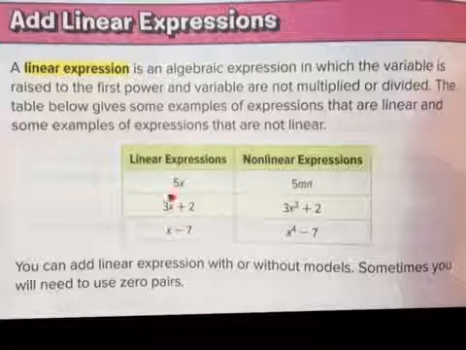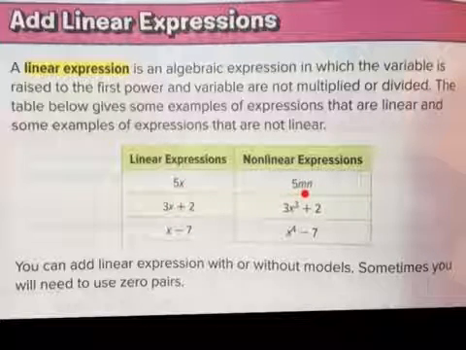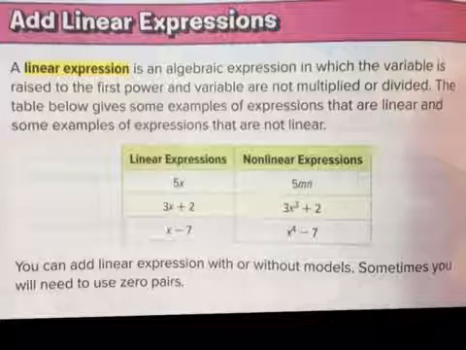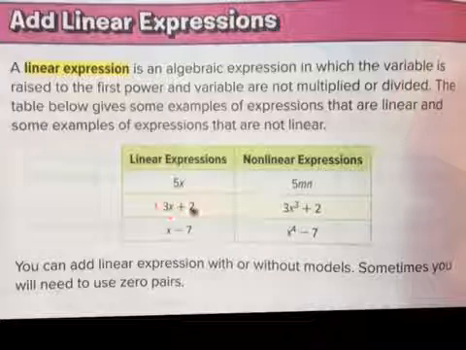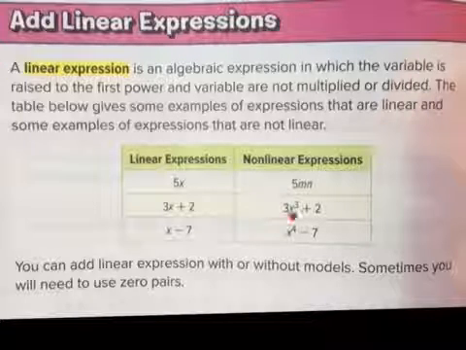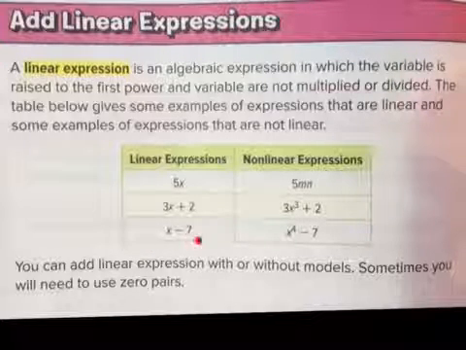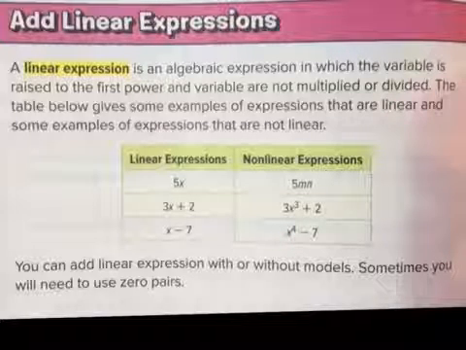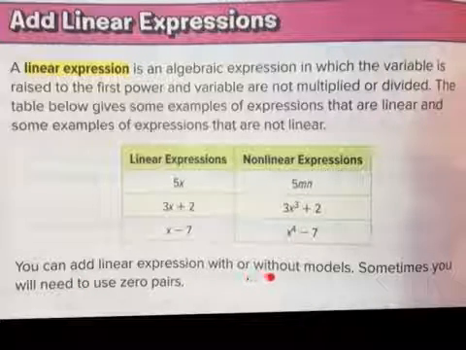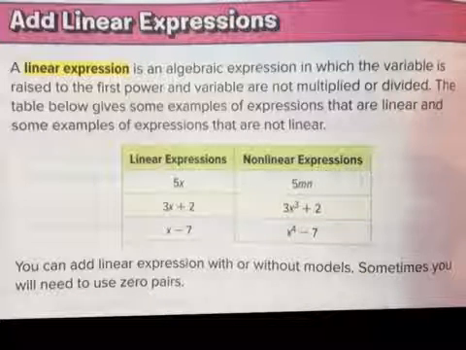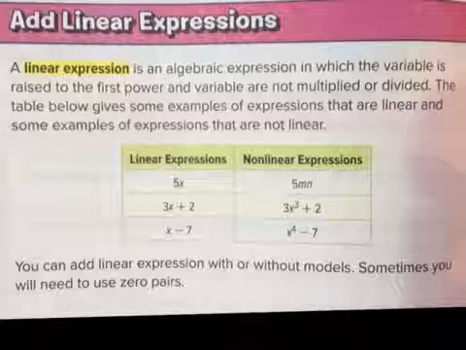Here, 5x is linear. 5mn is not linear because we have 2 variables that can affect one another. 3x plus 2 is linear. And this one is not linear because it has a power raised to the 3rd power, it's cubed. x minus 7 is linear, but x to the 4th power minus 7 is not linear. You can add linear expressions with or without models. Sometimes you will need to use zero pairs. Now this will make more sense as we go.